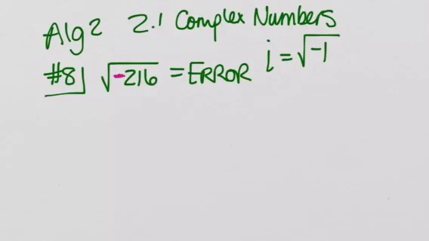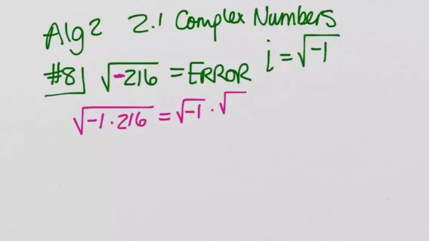So what we need to do is first break this up and say, couldn't I write that as the square root of -1 times 216? It's the same thing. Then if I rewrite that, going backwards with how we put radicals together when multiplying, I can break up the -1 and the 216 into their own radicals.